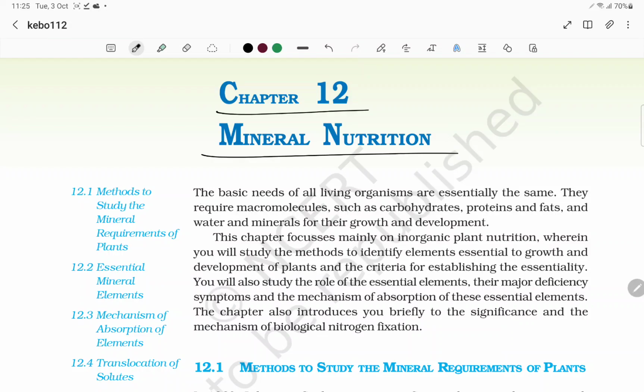The basic needs for all living organisms are essentially the same. They require macromolecules such as carbohydrates, proteins and fats, and water, minerals. All these things are required for their growth and development.